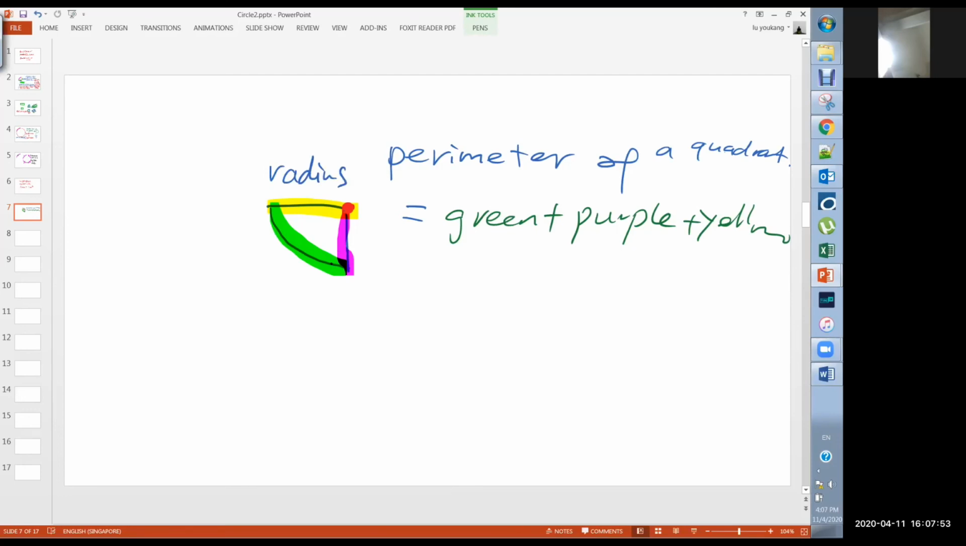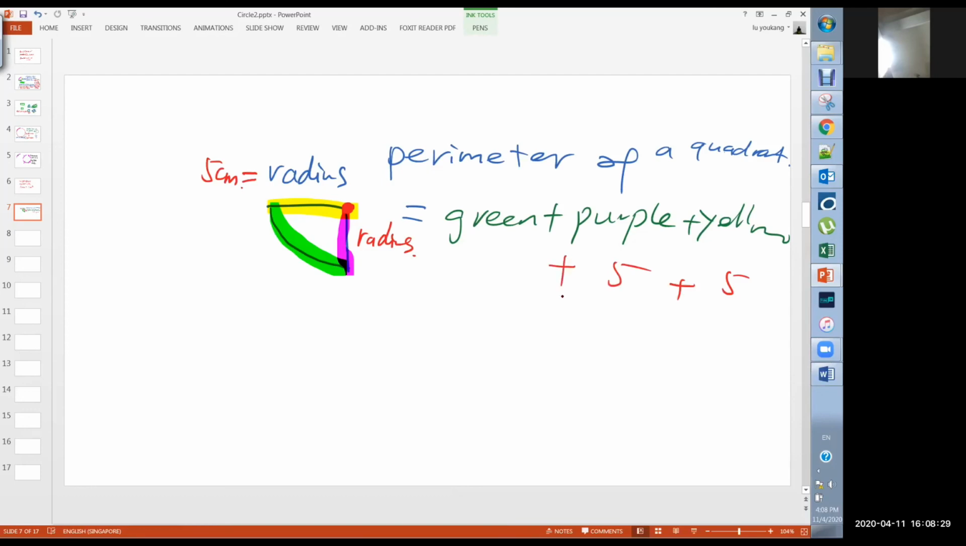Purple line is also radius. Why radius? Because from the center of the circle to the perimeter. Okay, therefore it's your radius. Okay, if I tell you the radius is 5 cm, so that means your yellow line is 5, purple is the same, 5. Okay, so how do you find green?